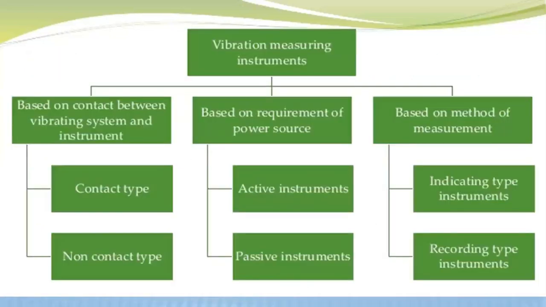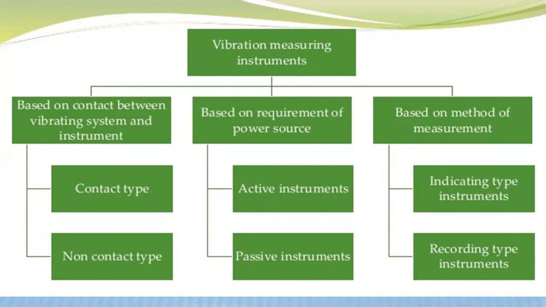You can see what are the different classifications of the vibrating measuring instruments. It is mainly classified into three different types of vibrating measuring instruments. One is based on contact between vibrating system and instrument, another one is based on requirement of power source, and the third one is based on method of measurement. These are the three main classifications of the vibrating measuring instruments.